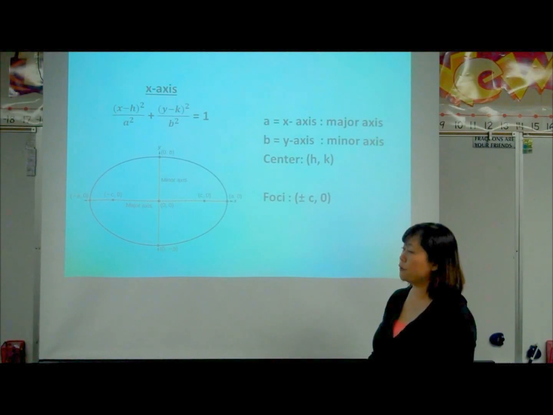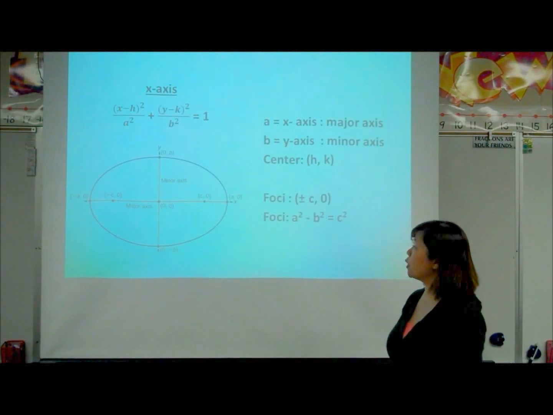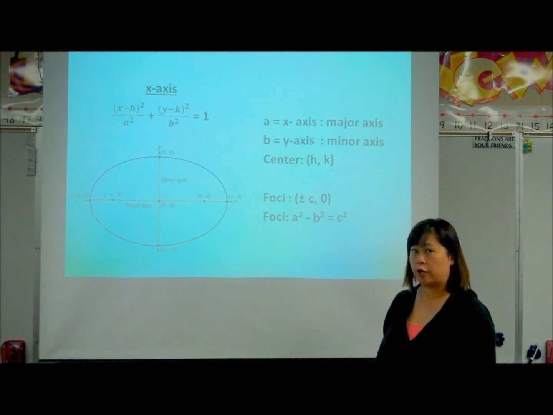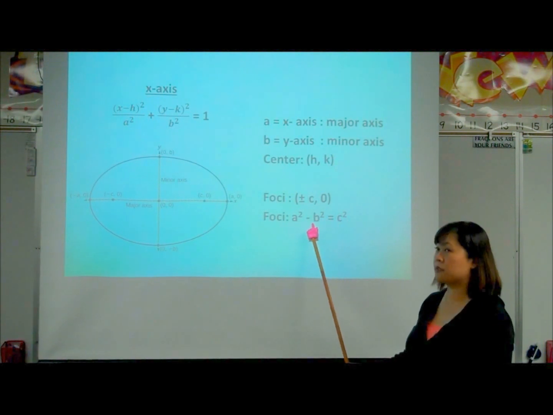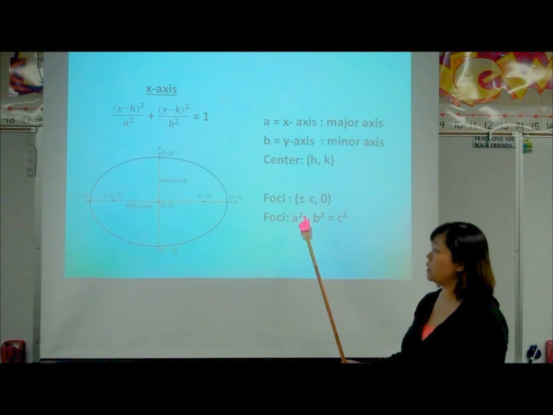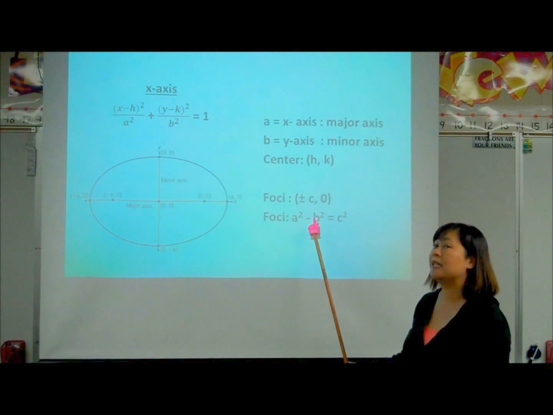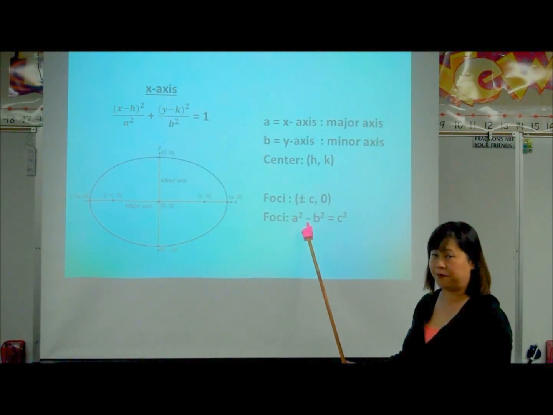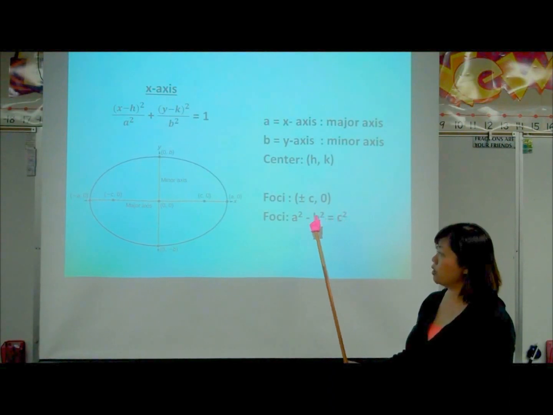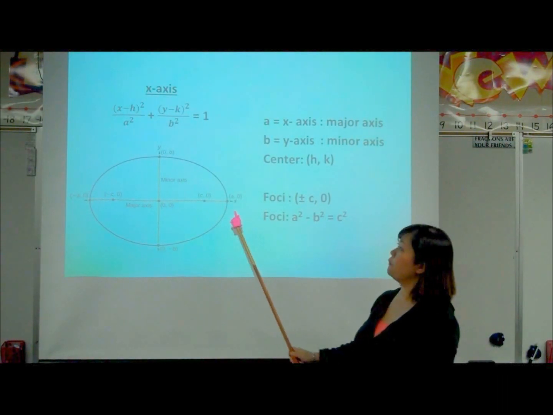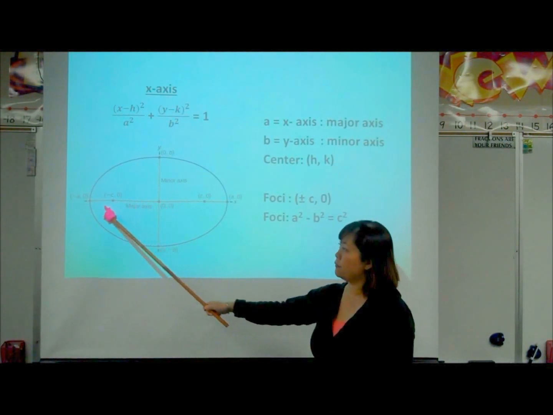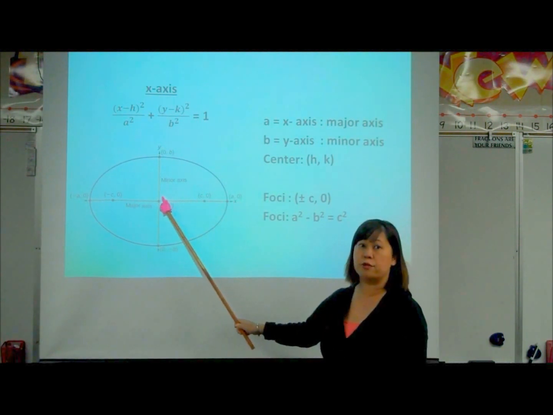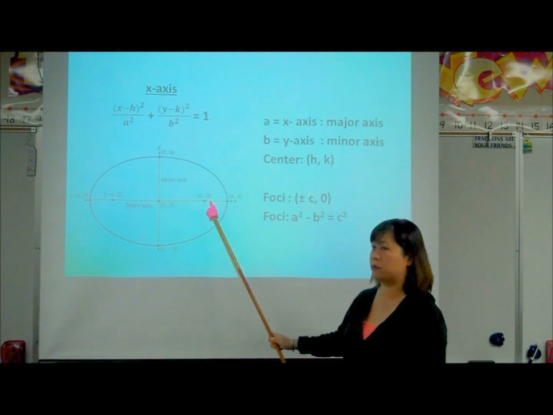And then the formula for the foci is going to be a squared minus b squared equals c squared. Now this looks very familiar. It's like the Pythagorean theorem, but in the Pythagorean theorem it's a squared plus b squared. So don't get it mixed up. This is a minus instead. Okay? So then you have to square root it just like the Pythagorean theorem, and then from the center, wherever is on the longest side right there, you will start counting to get your foci from there.